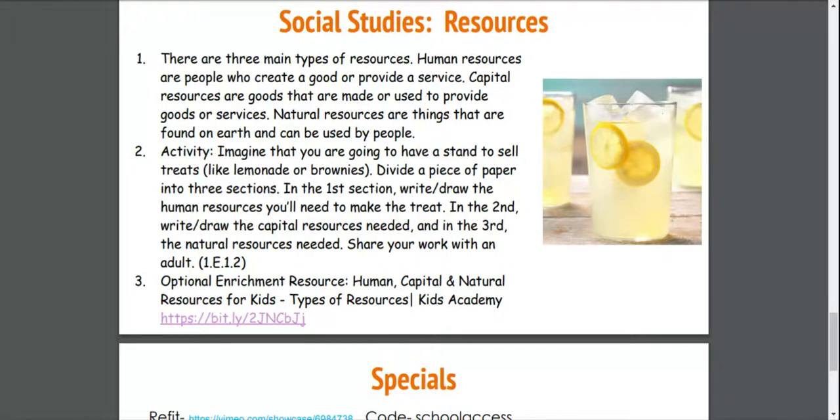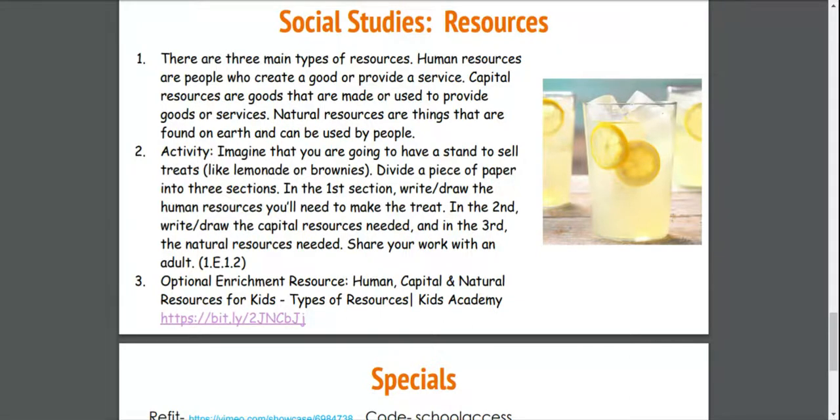I want you to imagine that you're going to have a stand to sell treats like lemonade or brownies. I want you to divide a piece of paper into 3 sections. In the first section, write or draw the human resources you will need to make the treat. In the second, write or draw the capital resources you need. And in the third, the natural resources needed. And share your work with adults.